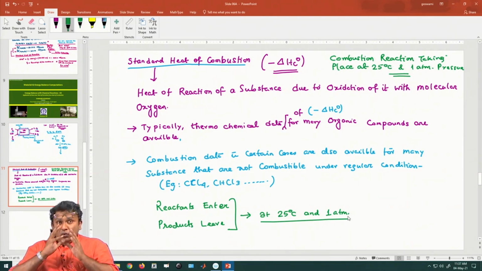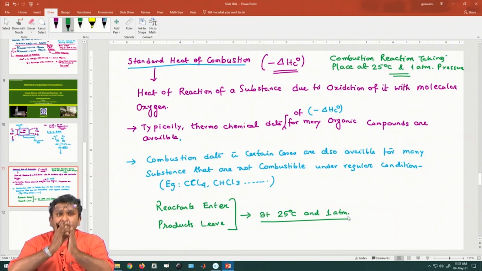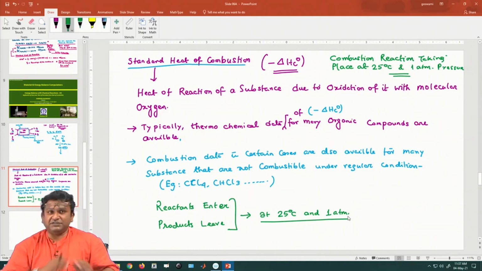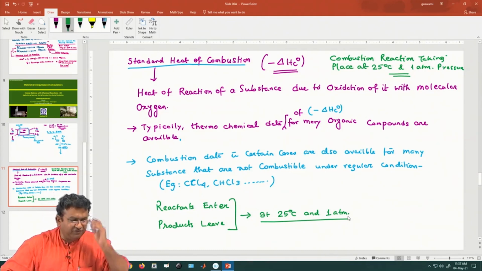So, essentially you have to cool down the product, and based on that the total heat generated by the system can be measured, and that is essentially the heat of combustion. Okay. So, this is easy stuff.